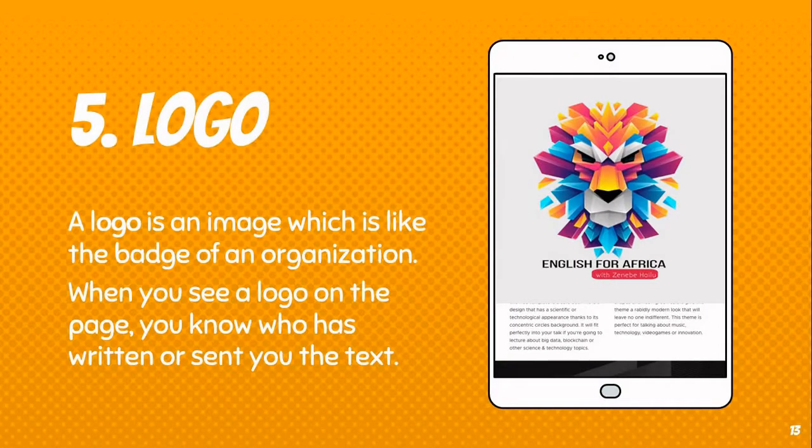The fifth one is the logo. A logo is an image which is like a badge of an organization. When you see a logo on the page, you know who has written or sent you the text. As you can see in the picture, for instance, this is our logo for the English for Africa YouTube channel. Whenever you see this badge, I mean a logo, you can easily figure out what kind of information you are going to get from this channel, which is learning English at different levels.